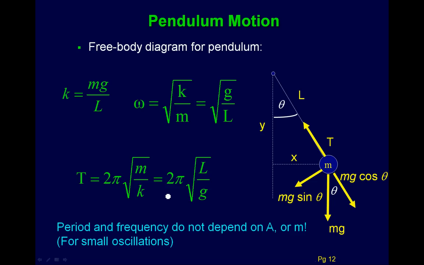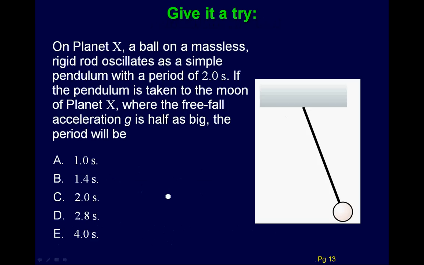So you get these two expressions, but the important part is that the period and the frequency do not depend on the amplitude A or the mass, as long as, again, that angle is very, very tiny for small oscillations. And so we can ask ourselves a final question here. On planet X, a ball on a massless rigid rod oscillates as a simple pendulum with a period of 2.0 s. If the pendulum is taken to the moon of planet X, where the free fall acceleration is half as big, the period will be what?